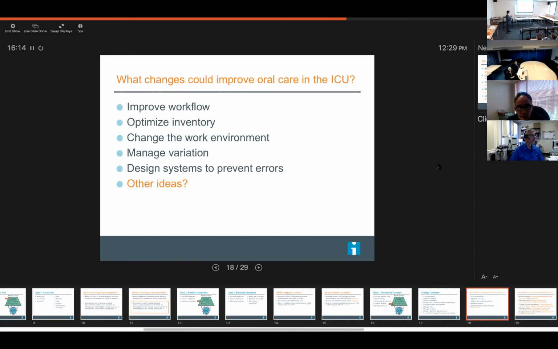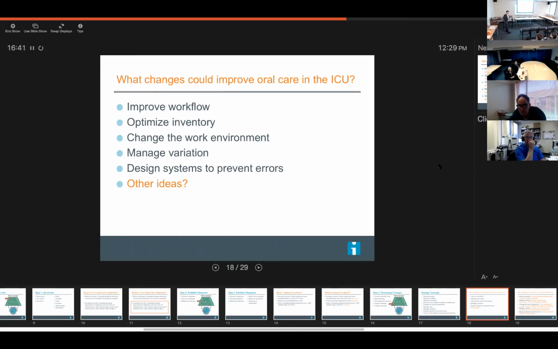So what changes could you improve in oral care in the ICU? Think along these categories in terms of oral care in ICU. How could you improve workflow, optimize inventory, change the work environment, manage variation, design systems to prevent errors? Any ideas from the floor, from Zoom?